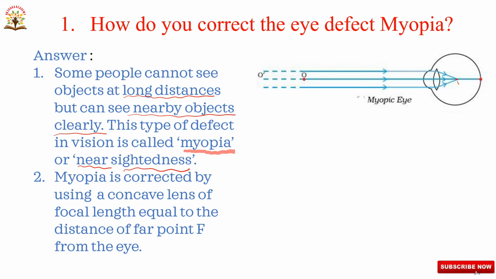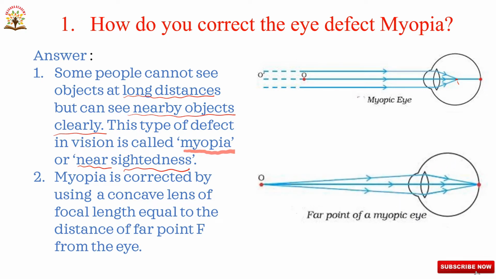Myopia is corrected by using a concave lens of focal length equal to the distance of the far point F from the eye. This is the picture of the far point of a myopic eye. This is the far point. Here we are placing the object. We are sending the light rays and these rays are passing through this eye lens. This is the convex lens, the eye lens, the crystalline lens, and after refraction the rays meet at the point where the image falls on the retina. So this is the retina.